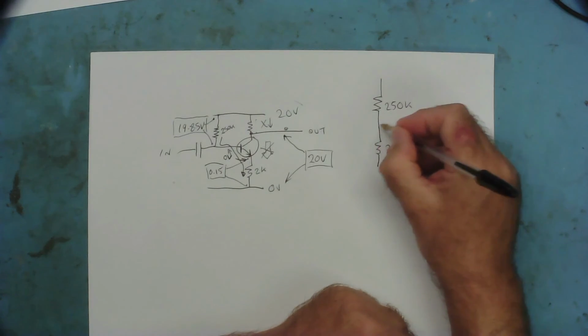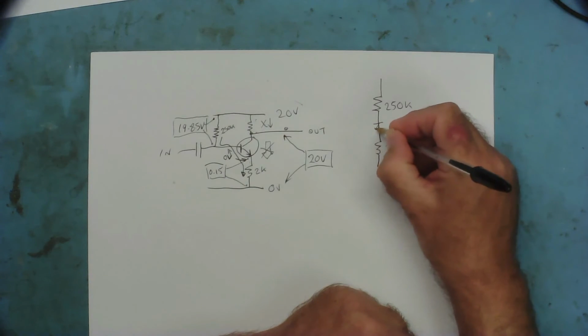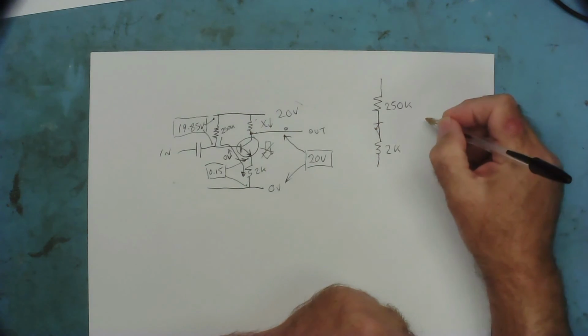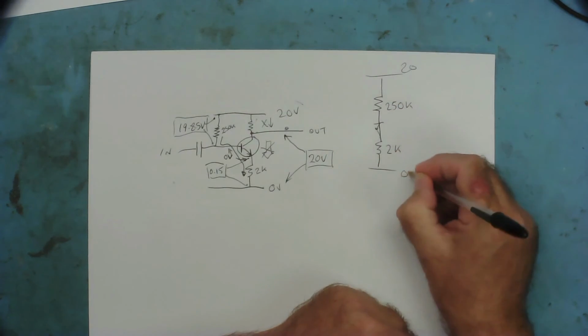And the base emitter is in between, yeah. So in between this is the base to emitter, yeah. Make it look better for you. Okay, right. So the total resistance, this is 20, this is 0 volts.